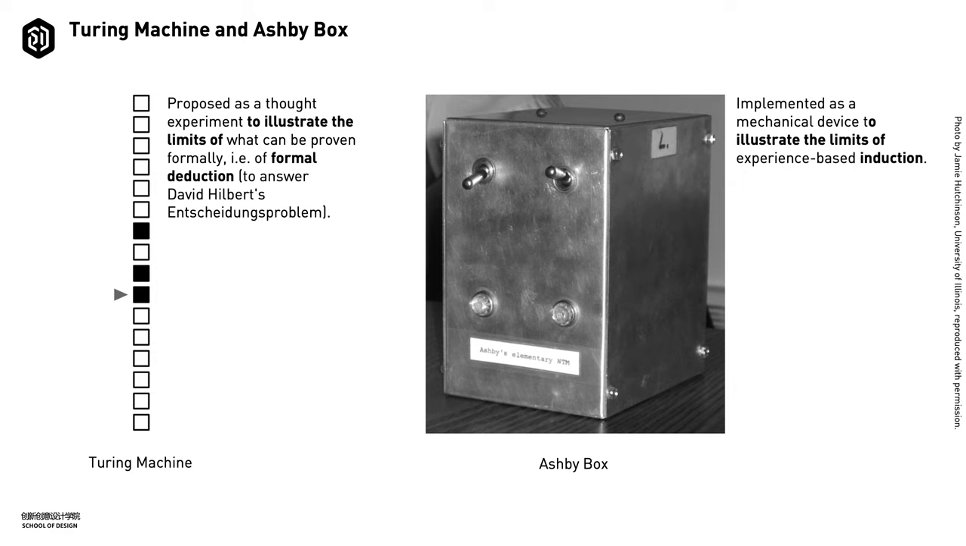And I think the Ashby box is a sister to the Turing machine because it shows us the limits of inductive reasoning, going from the specific to the general. Specific observations and experiences are not enough to induce outputs that can be expected. So if we think about the duality of deductive and inductive reasoning, those two devices are sisters because one shows the limits of deductive and the other shows the limits of inductive reasoning. In that sense, it's a highly profound machine that I think we are not talking about enough.